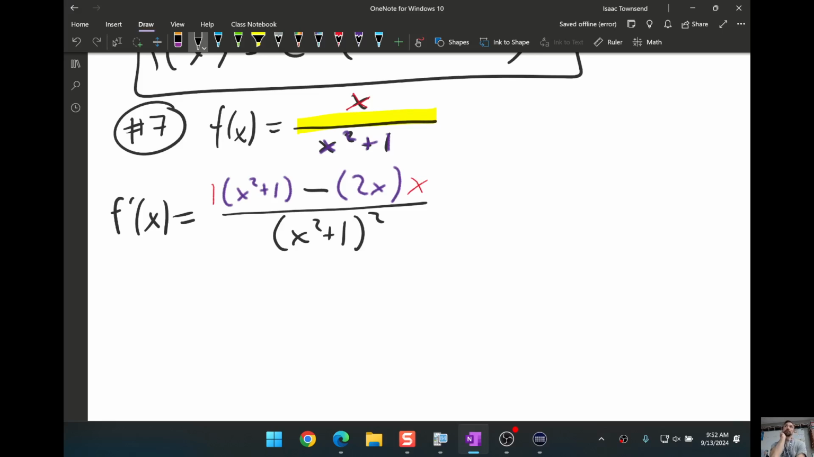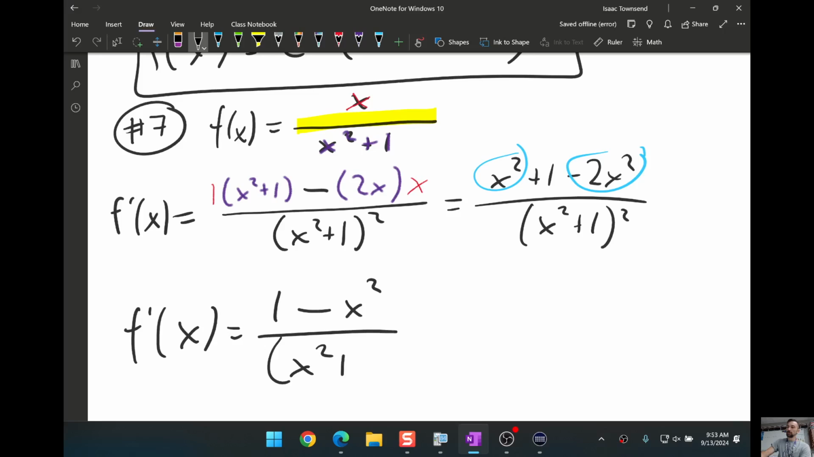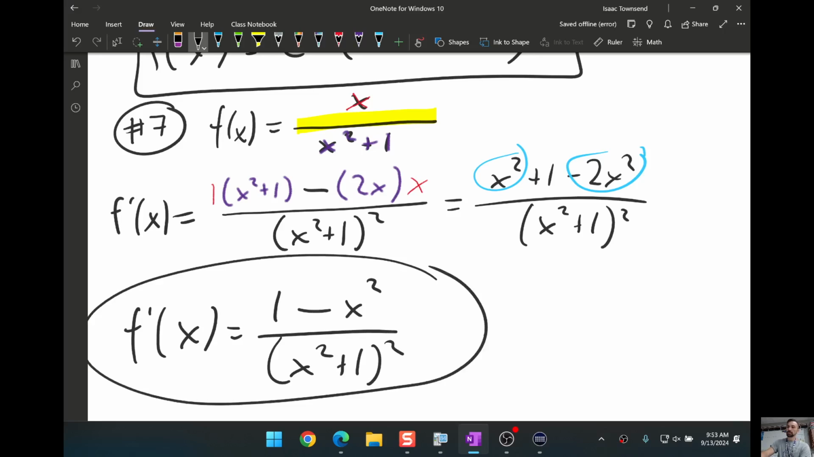Now I know that's not what the back is going to look like because they're certainly going to simplify this. There's like terms here. You've got an x squared plus 1 minus 2x squared. I haven't even checked the back yet, but they're certainly going to combine these like terms. This is like 1 minus an x squared over all of that stuff. That's what I would go to. And that's what they got.